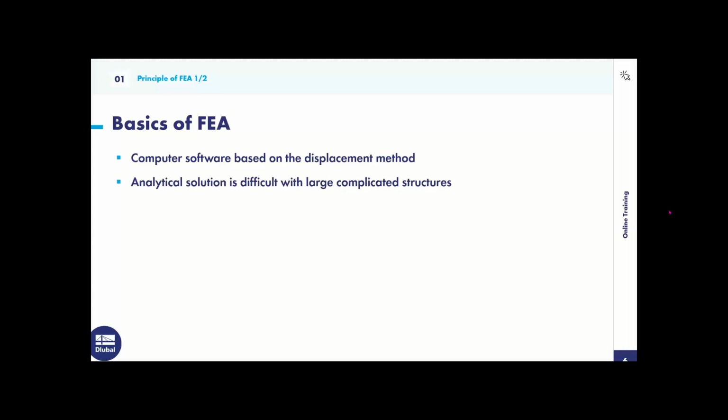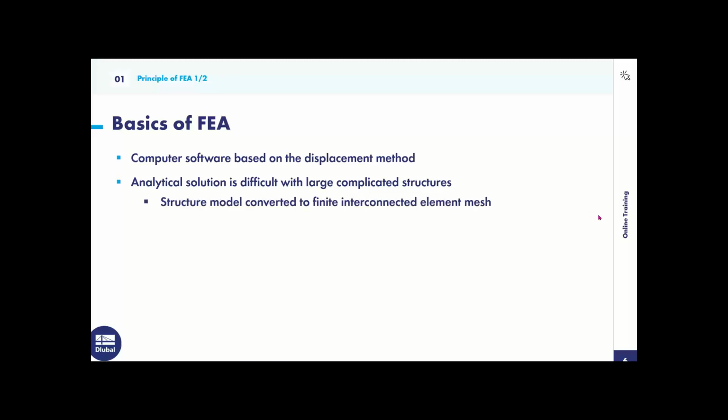So basically, an analytical solution is difficult with large, complicated structures. Doing hand calculations for large structures can almost be impossible and feel like a daunting task. The limits are being reached when it comes to that, and it's also hard to receive accurate results. So this is where an FEA comes in and is then required.